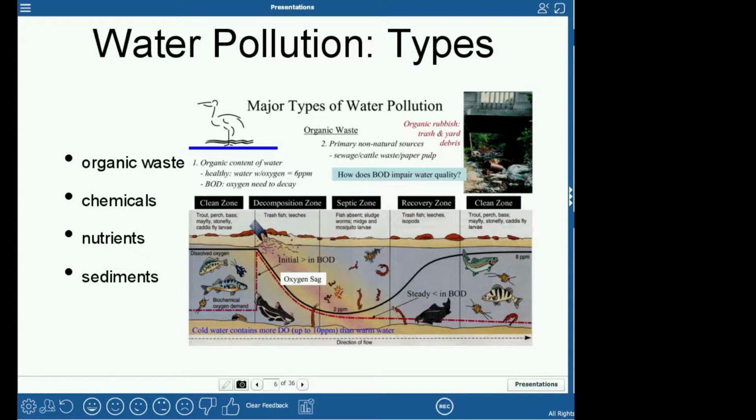We have organic waste. Organic waste is basically stuff that is not natural, but like fecal matter, that kind of stuff. That would be considered organic waste. Different types of chemicals can run off into the water, as can additional nutrients, or sedimentation. If you have a lot of dirt going into your water, that's actually a type of water pollution, and it's called sedimentation.